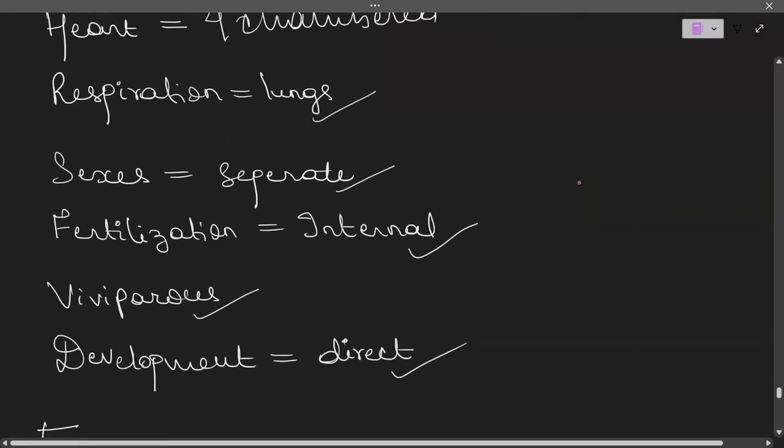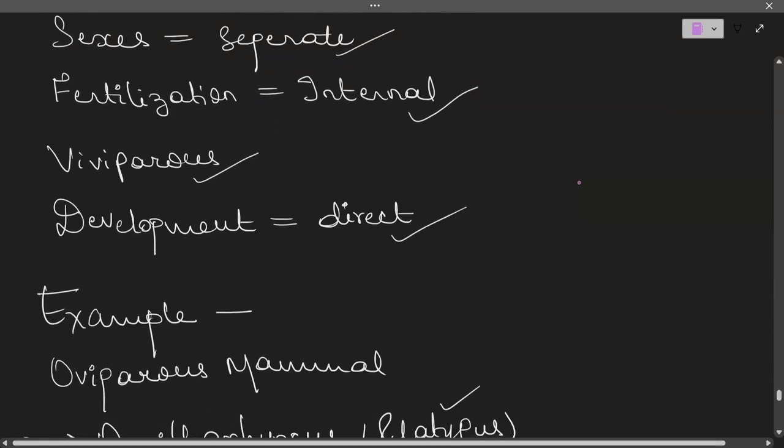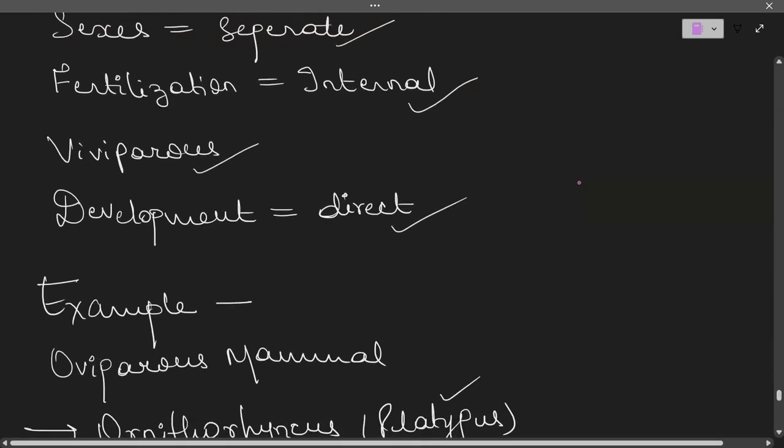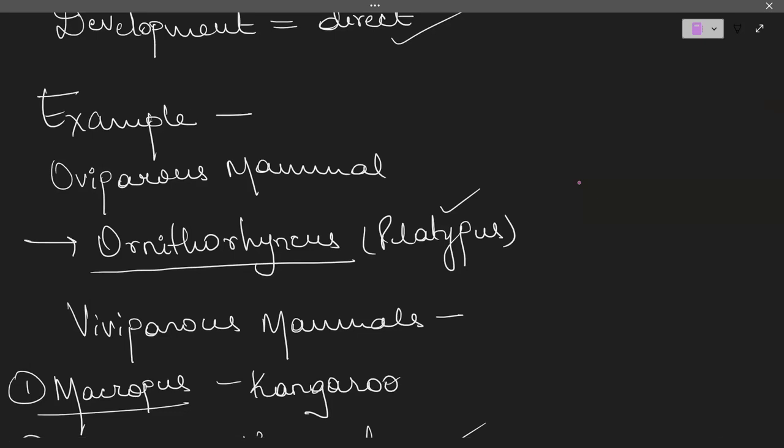The sexes are separate. Male and female are separate organisms. Fertilization is internal, meaning inside the body of the female. And they are viviparous, they give birth to the young ones. Development is direct. But there are some mammals that are oviparous, meaning egg-laying mammals, such as the platypus, that is scientifically known as Ornithorhynchus. It is an egg-laying mammal.